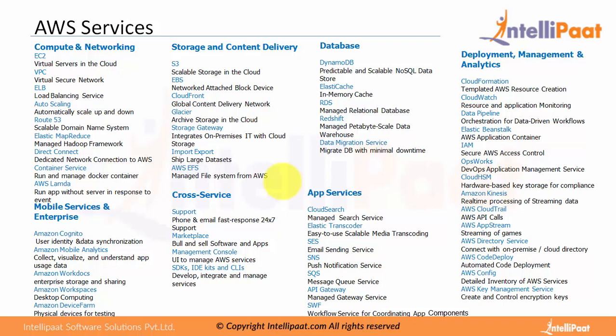Let's start with the compute and networking on the leftmost side. EC2, which stands for Elastic Compute Cloud, is the virtual servers in the cloud. You can get the virtual servers on demand, which are elastic. You can host your applications or website, anything over there.